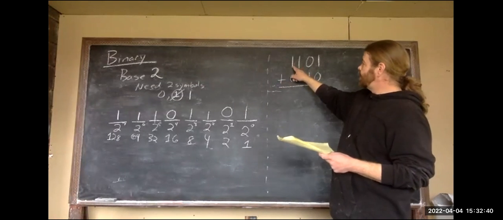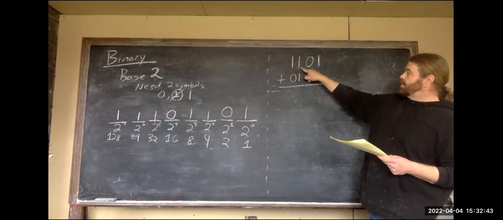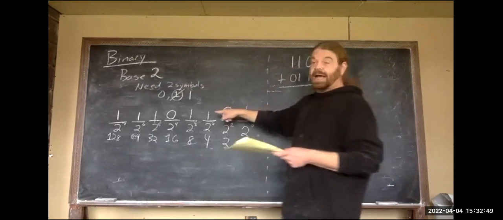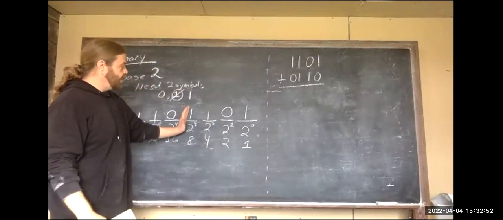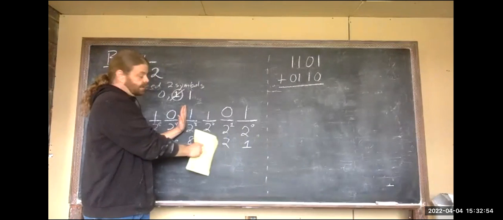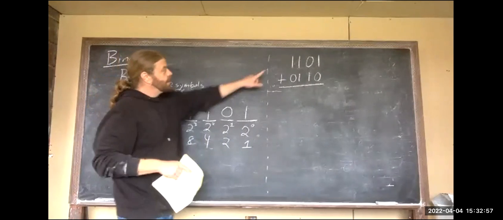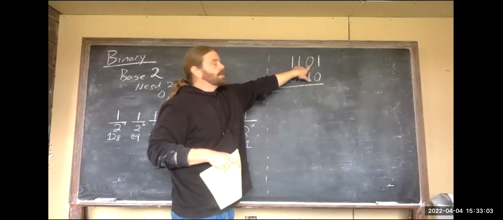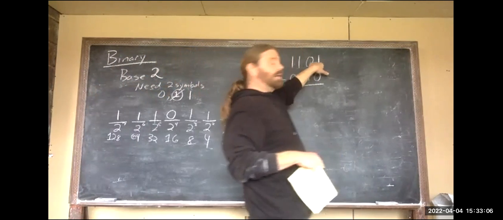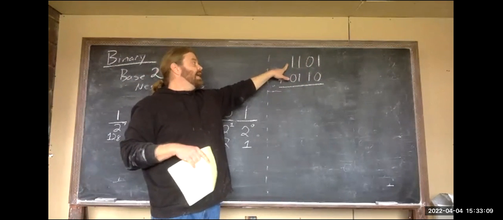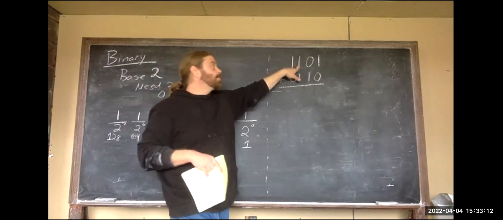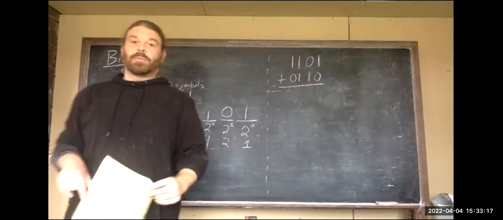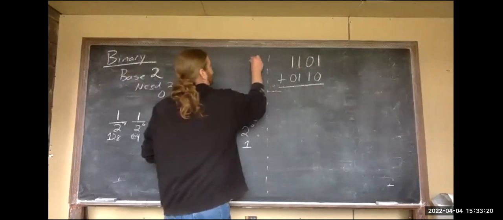If we convert this to base 10, we just need to add up those columns. We have a 4-bit number, so our first one's 2 cubed. So we have a 2 cubed plus a 2 squared. We don't have any 2 to the first, and then a 2 to the 0. 2 cubed is 8, 2 squared is 4, and 2 to the 0 power is 1. So 8 plus 4 plus 1 would be 13.